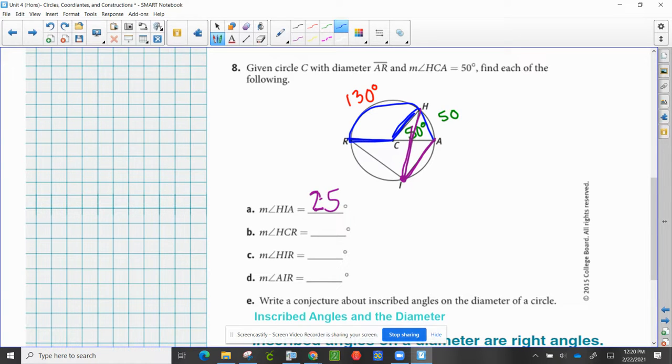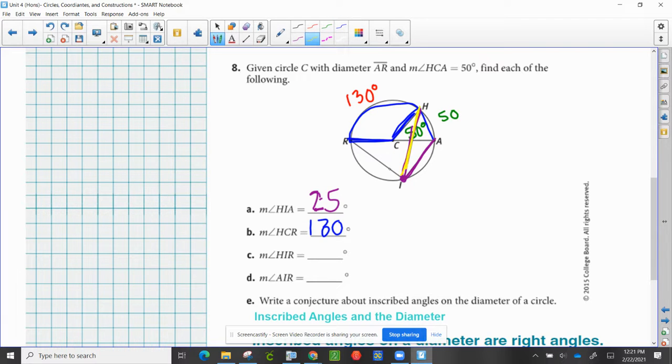HCR. Well, that's a central angle, and since I already found the measure of the arc, we know that those are congruent. Central angles are congruent to the arc that they are at, so that's 130. So I already did the work for that one, so that's good. Next, let's find the measure of angle HIR.